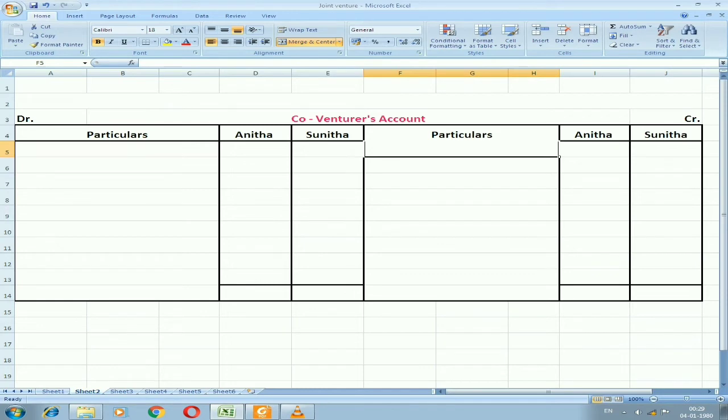Whatever entry is there under joint venture, that will be transferred to the co-ventures account. Heading is co-venture account, particulars Anita, Sunita. If we have three co-ventures, we need to add one more column. Particulars Anita, Sunita on the credit side. So let us start by recording always the first entry. When you are starting with the co-venture account, on the credit side you need to record bank account. That is related to the deposit, or the amount invested at the start of the joint venture, which is done by the co-ventures themselves. That information will be there in the illustration. Let us see that and record it on the credit side of the co-ventures account.